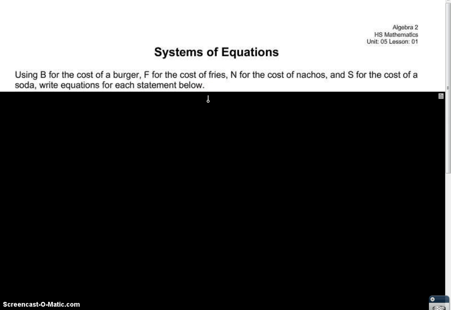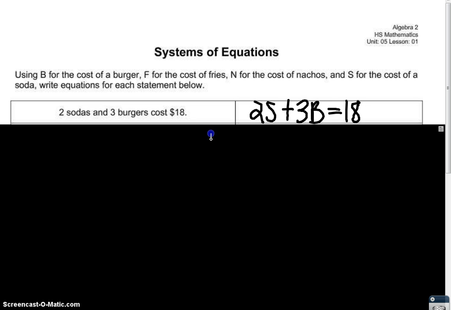So let's look at the first one. It says I've got 2 sodas and 3 burgers, and it's going to cost me $18. So how would I write that equation using the letters above that it told me to in the directions? You should have said that we're going to have 2s plus 3b equals 18.